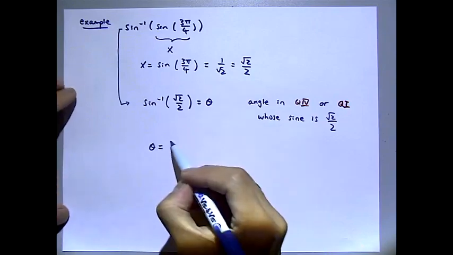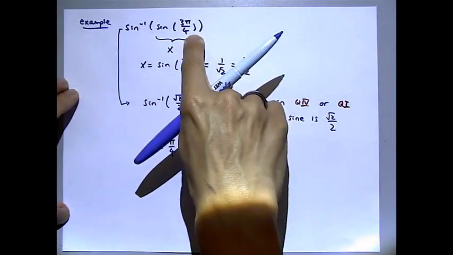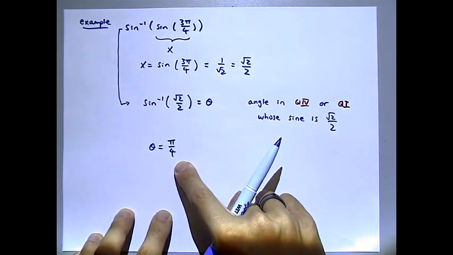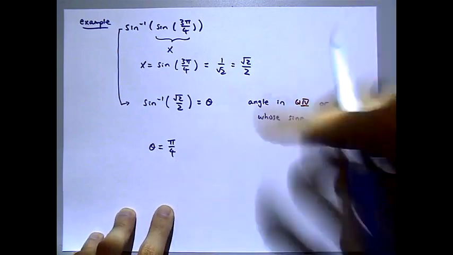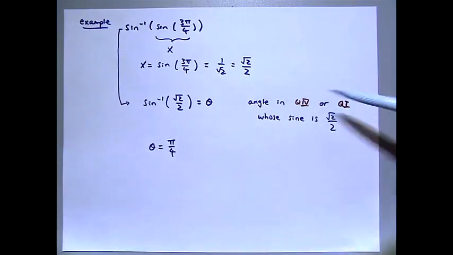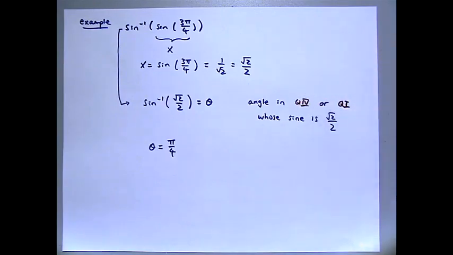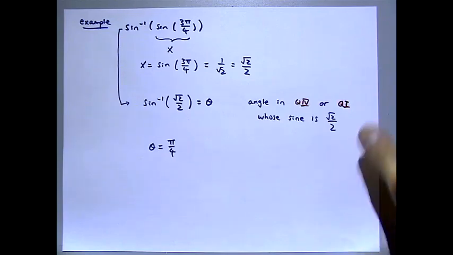Pi over 4, right. Okay, so you see, if you start with an angle not in the fourth or the first quadrant, you will not get the same angle back. You'll get the similar angle in these two quadrants. Same thing goes with inverse cosine. You gotta pay close attention to the range. Okay, one more example, and then we'll end it there.